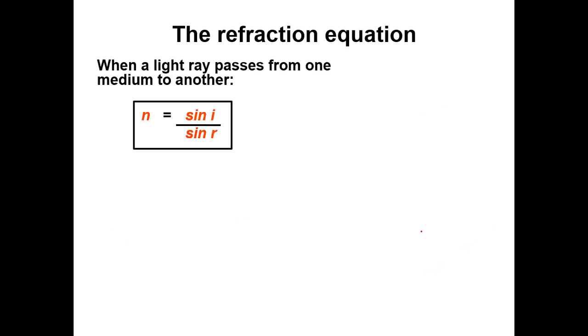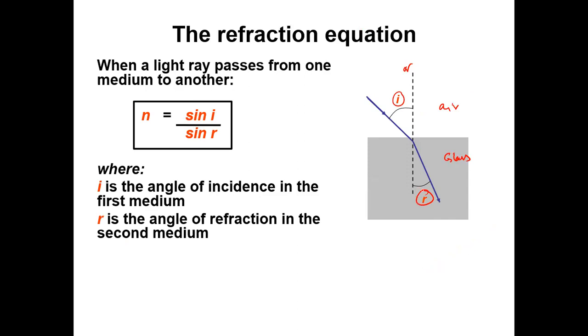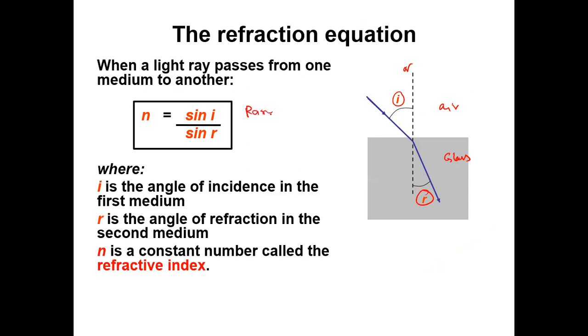Now, the refraction equation. When light passes from one medium to another, we use this equation: n equals sine i over sine r. When the light is traveling from air to glass, this is the normal, the angle of incidence and the angle of refraction. That's it. But this is used when light is traveling from rare to dense medium.